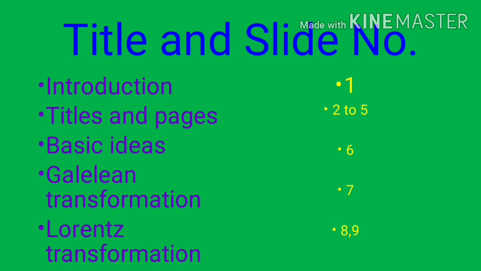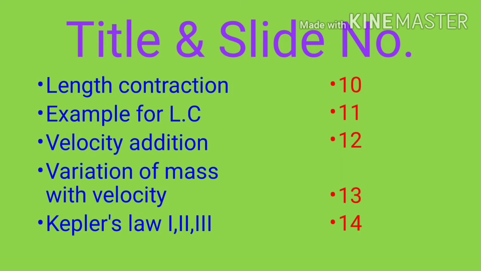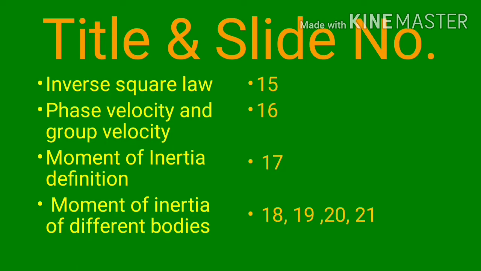Galilean transformation is given in the 7th slide. Lorentz transformation is given in 8 and 9. Length contraction in the 10th slide. Example for length contraction, 11th. Velocity addition is given in the 12th slide. Variation of mass with velocity is given in the 13th slide. Kepler's first, second and third laws are given in the next slide.